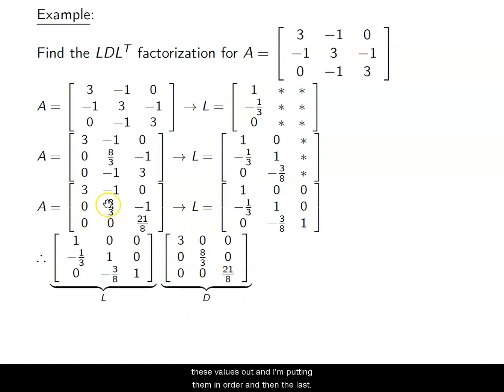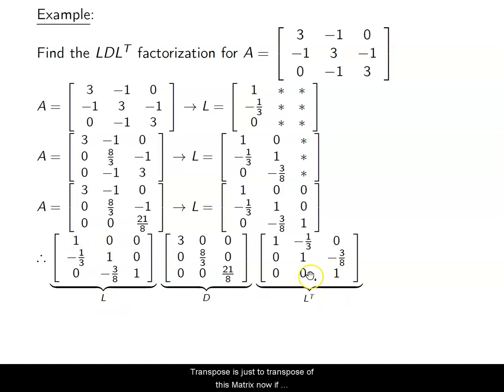That's how I form my D. I'm just pulling these values out and putting them in order. And then the last part, the L transpose, is just the transpose of this matrix. Now if I multiply all of these out, I will get A, because that is my factorization, right? So if I multiply all these out, I get my A matrix out.